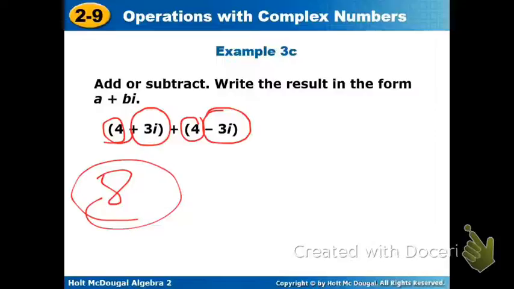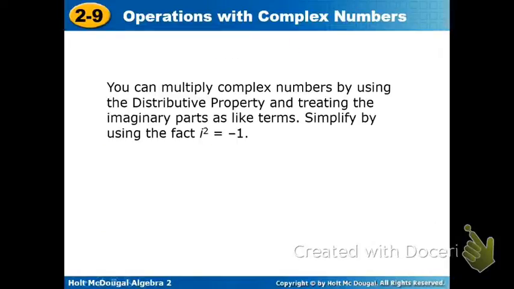Okay, so the next slide is not, well, okay, good. I deleted it. On your handout, you have a slide that talks about the coordinate geometry. You can X that out. I don't really worry about the coordinate geometry part. So what we need to go to next is that following slide. It says you can multiply complex numbers by using the distributive property and treating the imaginary parts as like terms. Simplify using the fact i squared equals negative 1.